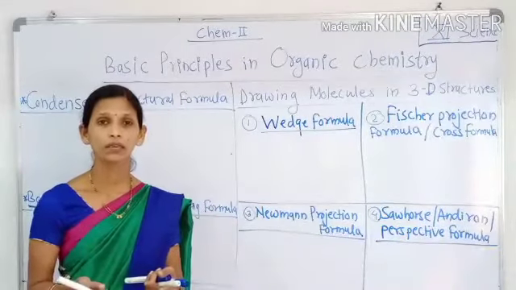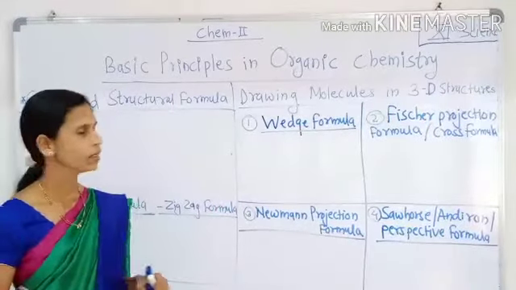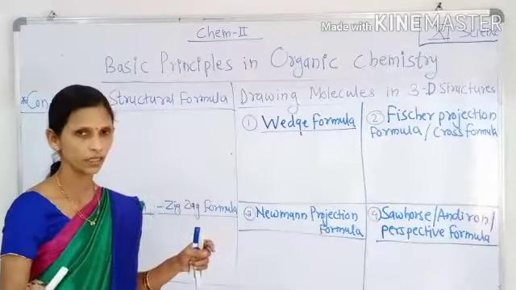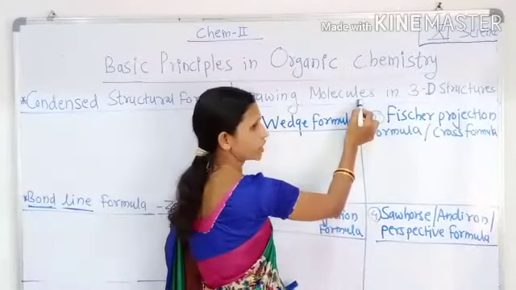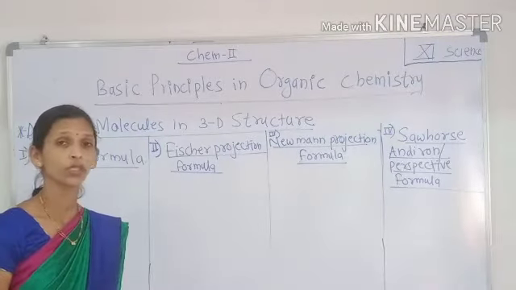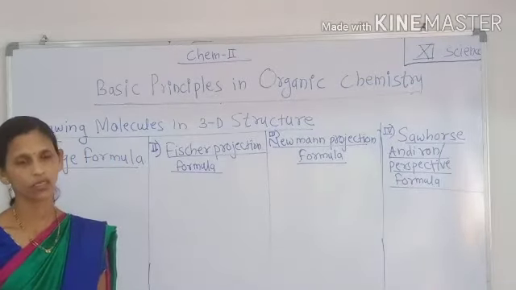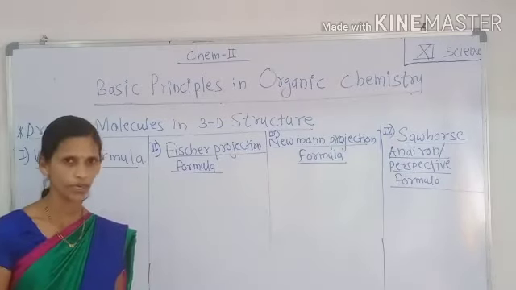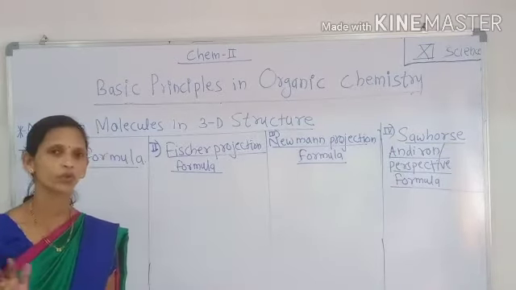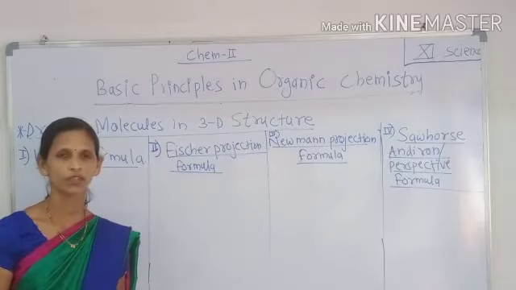For representing organic compounds on the blackboard or on paper, there are some methods. Then, drawing the structure of organic molecules in 3D. All of you studied the structure or geometry of organic compounds. Most organic compounds have a 3-dimensional structure, that means they have geometry. For example, methane has tetrahedral geometry, and a few organic compounds have different geometries like pyramidal geometry or trigonal planar geometry, etc.